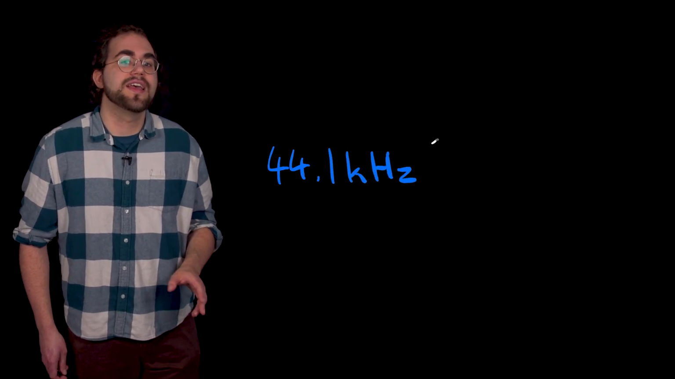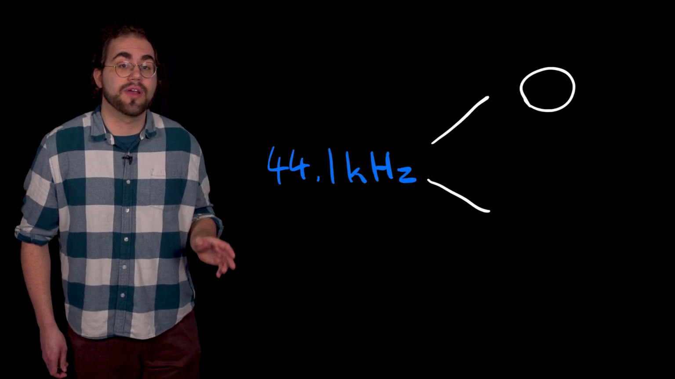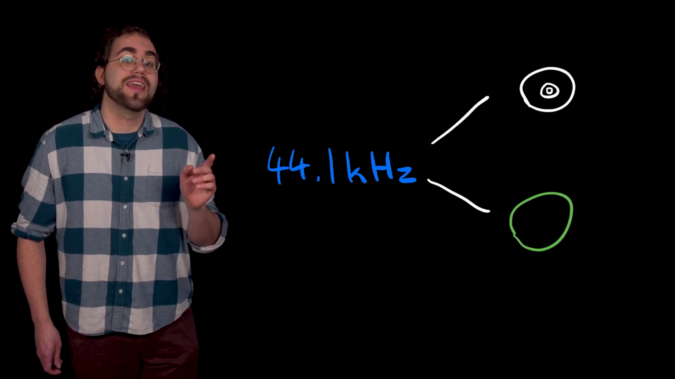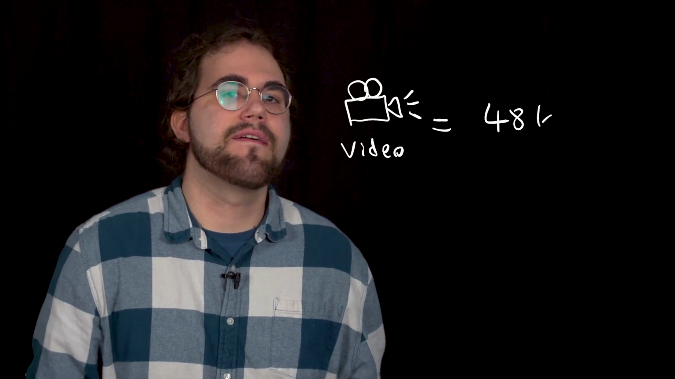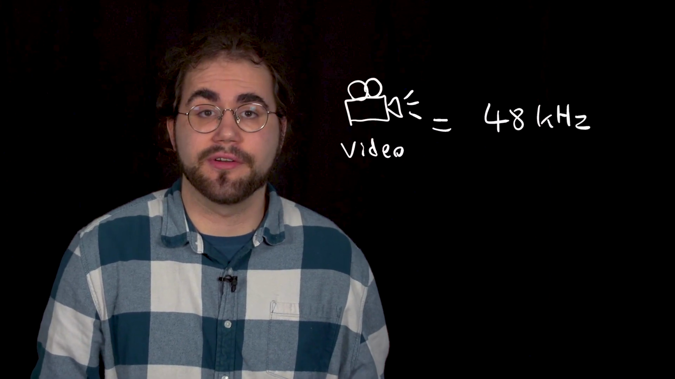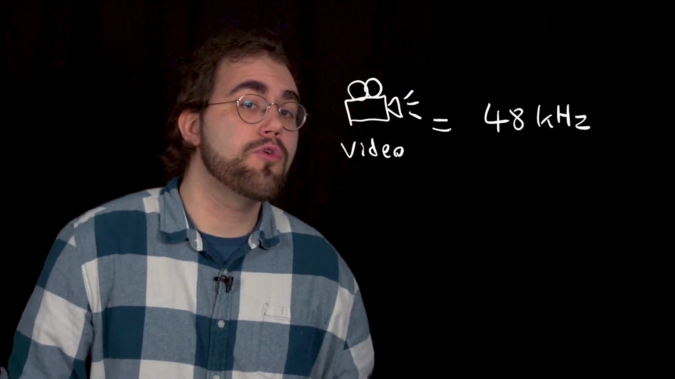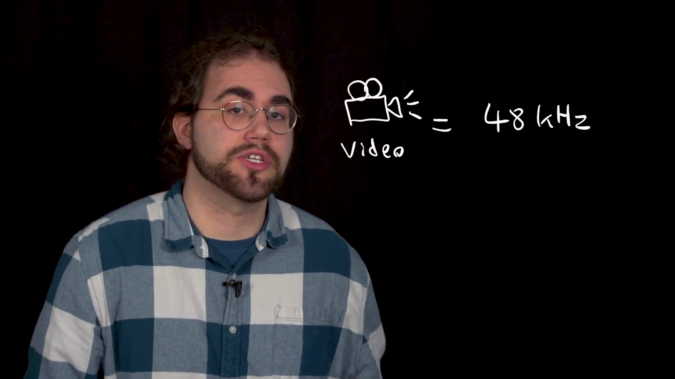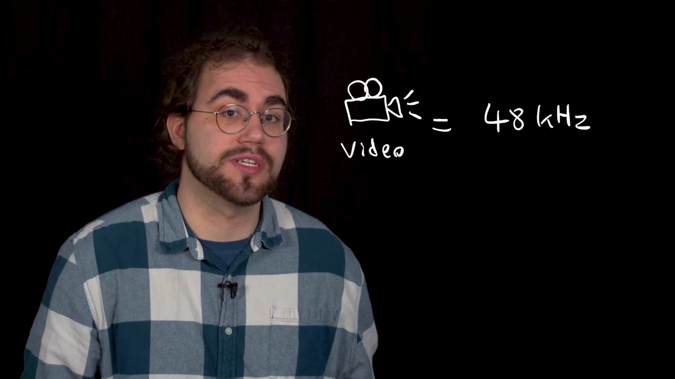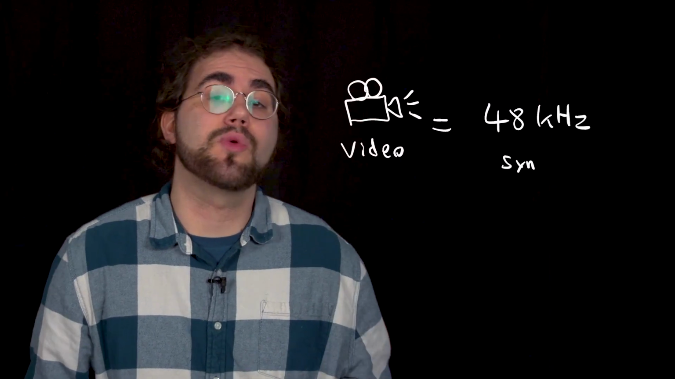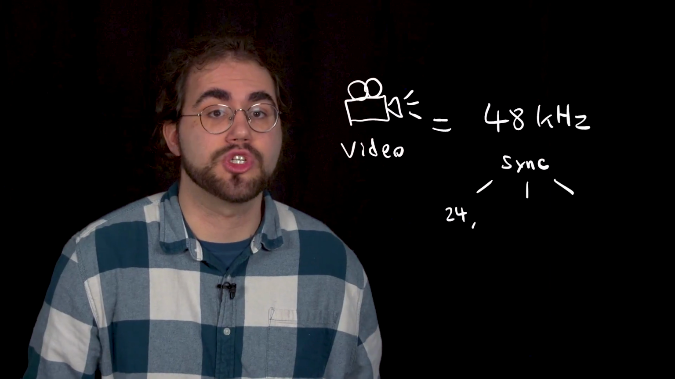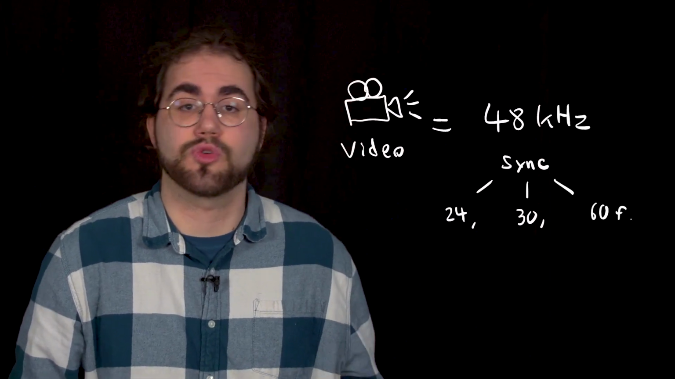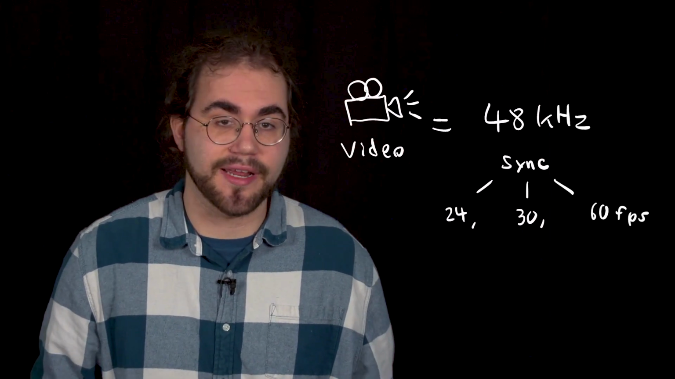44.1 kHz is the least high-quality sample rate used in audio. It is the standard for CDs and most streamed audio. Video, however, is slightly higher. 48 kHz is the industry standard. Why? Well, 48 kHz not only raises the threshold of aliasing with an increased Nyquist frequency, but it is also optimal for video sync, as 48 kHz is mathematically equivalent to all standard video frame rates, such as 24, 30, and 60 frames per second.